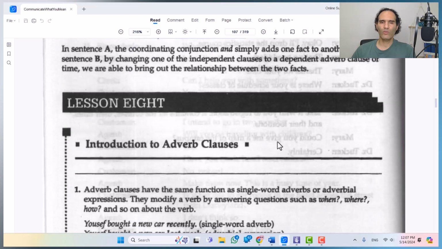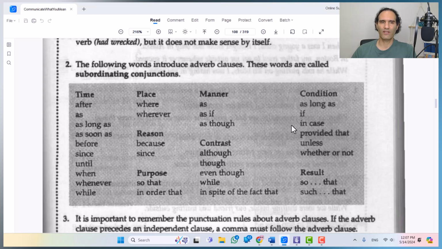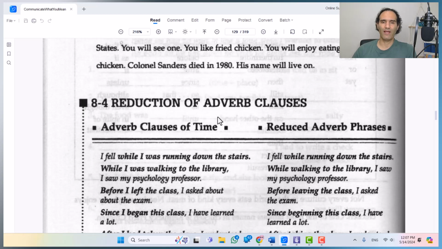Okay, and we talked about different types of adverb clauses. Here in this table, you can see that they are time, place, reason, purpose, manner, contrast, condition, and result. And we took care of all of them one by one in previous videos. But today I am going to tell you how to make them even look more professional and advanced.